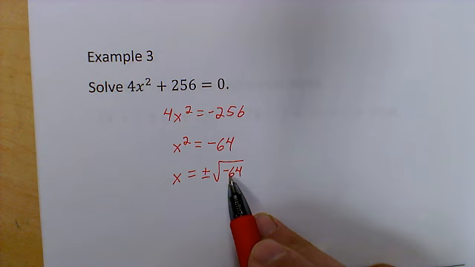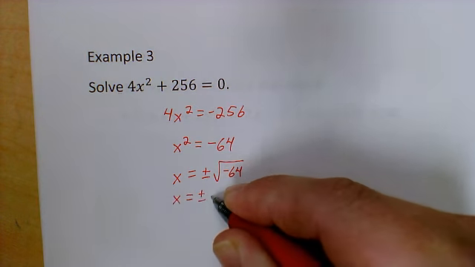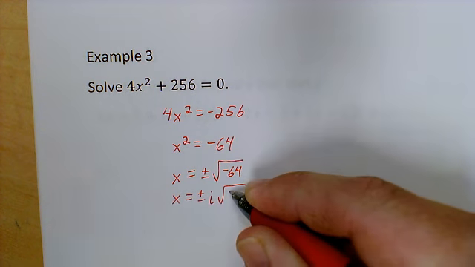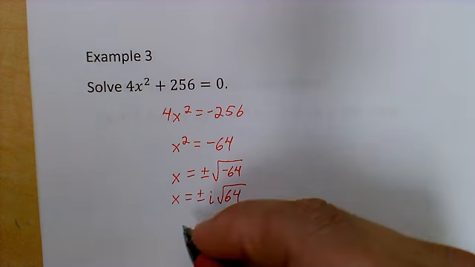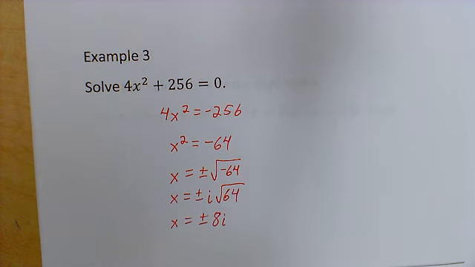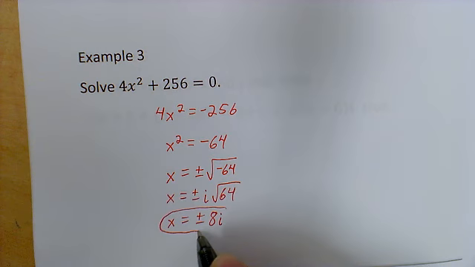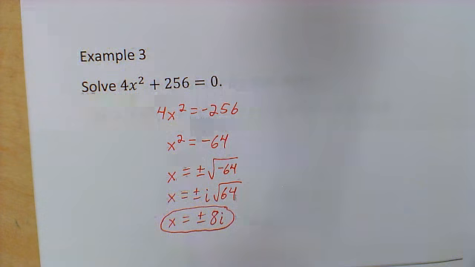Now, this is the root of a negative radicand, so I know I'm going to have imaginary answers. So x equals plus or minus i times the root of 64. And I do have a rational value here. The root of 64 is 8. So x equals plus or minus 8i, so there are my final answers. And that's representing two answers, 8i or negative 8i.